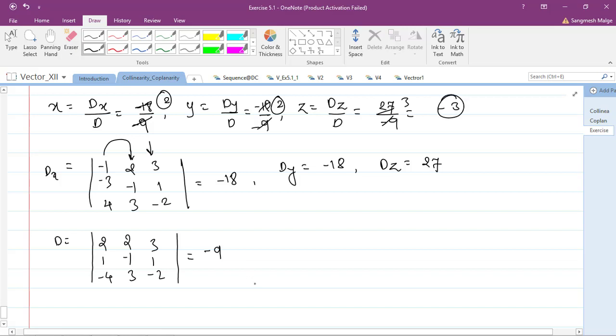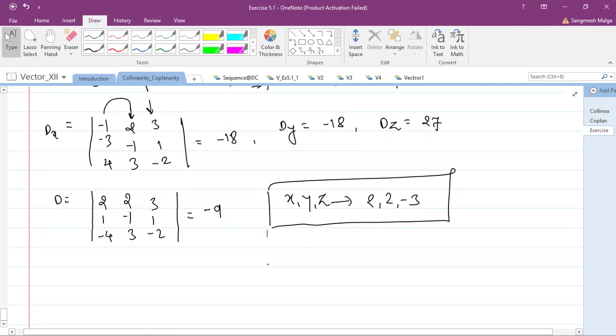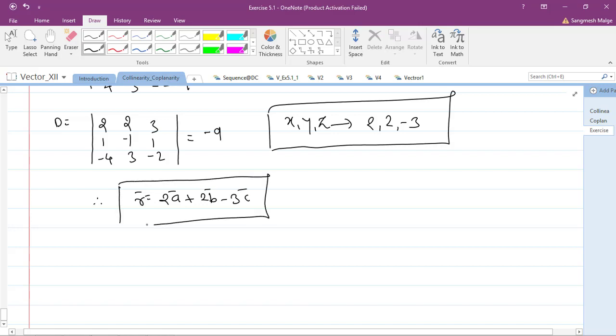So the values of x, y and z become 2, 2, minus 3. This is the answer. These are the scalars of the linear combination of vectors. So how will you represent them? Therefore, r bar is equals to 2a bar plus 2b bar and minus 3c bar. That's it. This is the final answer.